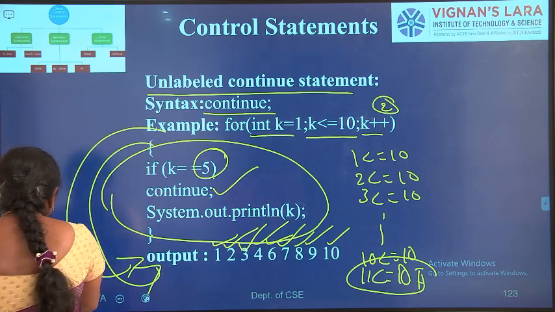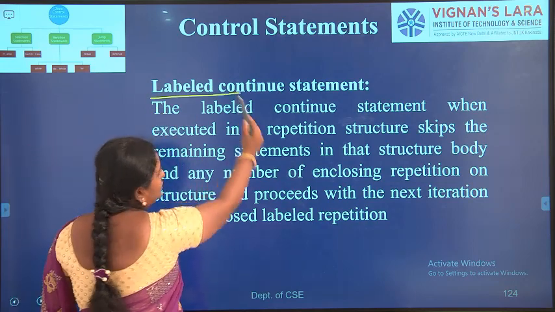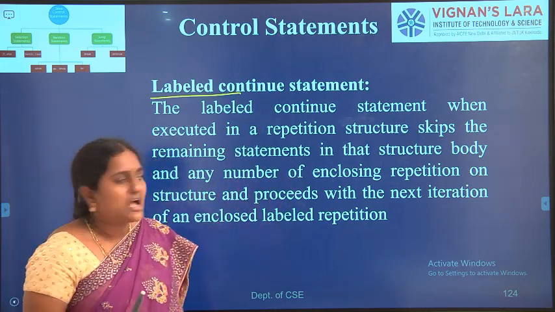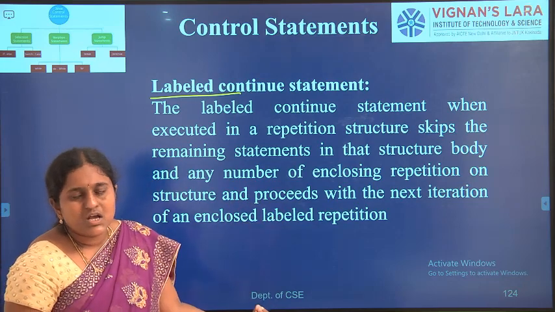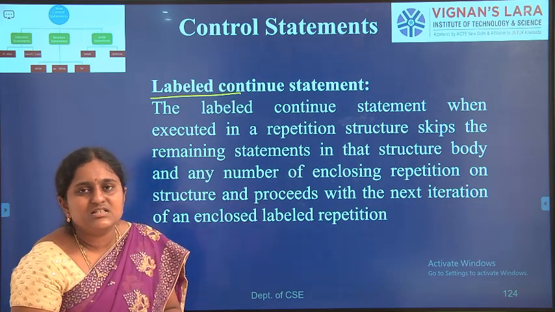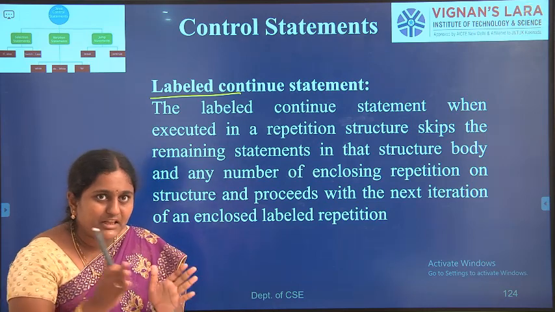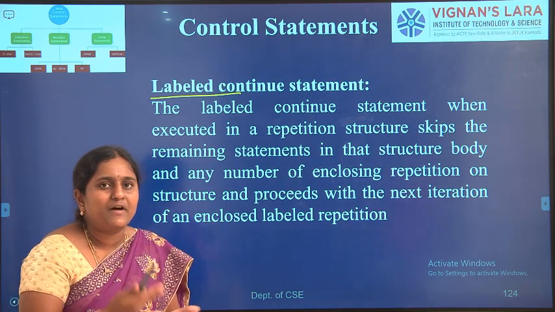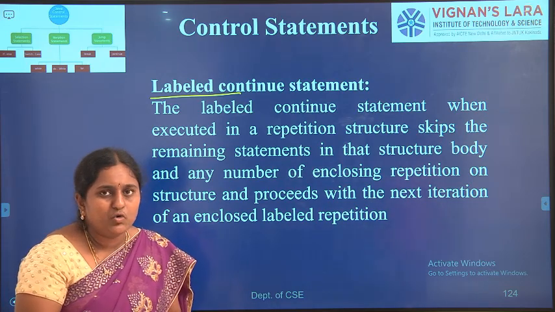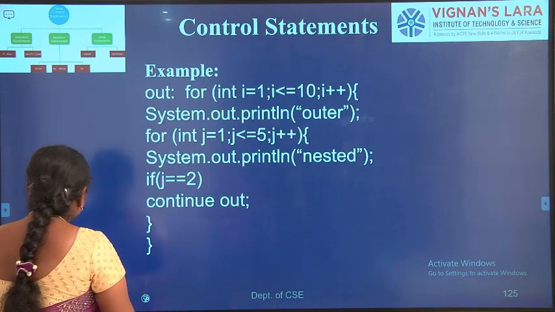Next, coming to the labeled continue statement. The labeled continue statement is also used in repetition structures, so we can apply it in nested structures. Nested structures means within one structure, we can write another structure. So within one loop, we can write another loop. It can be a while loop, for loop, do while loop, or any loop. Coming to the example.